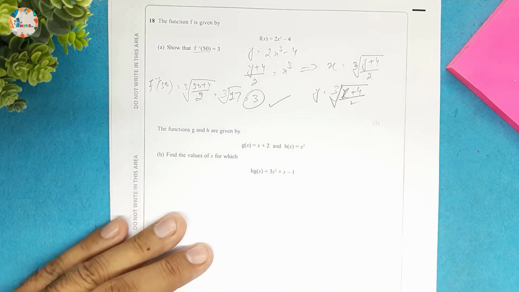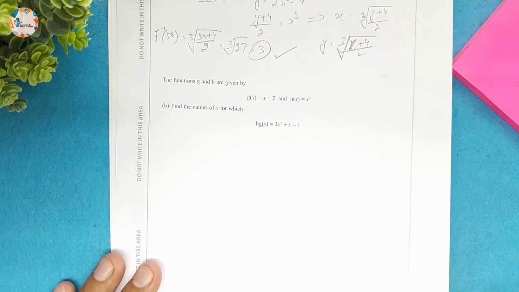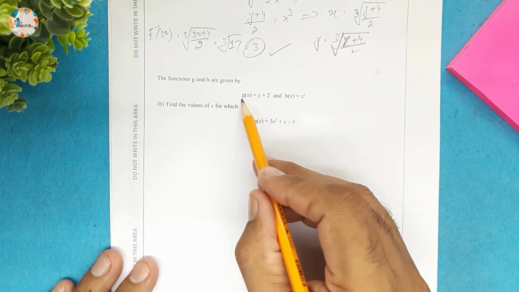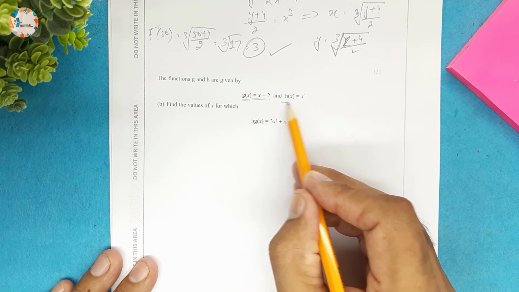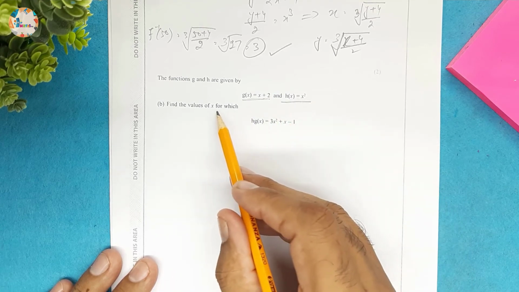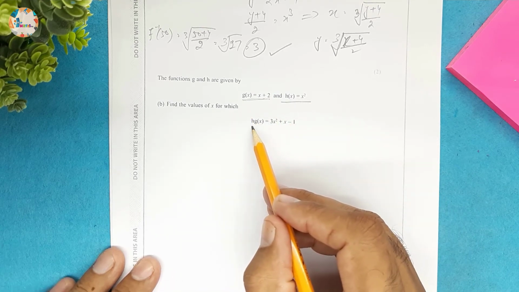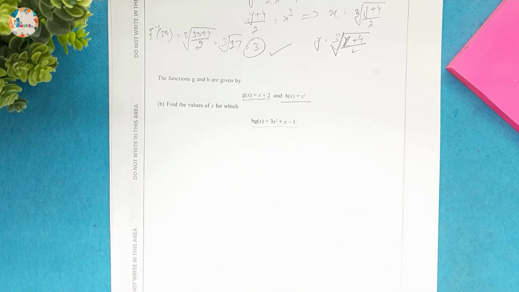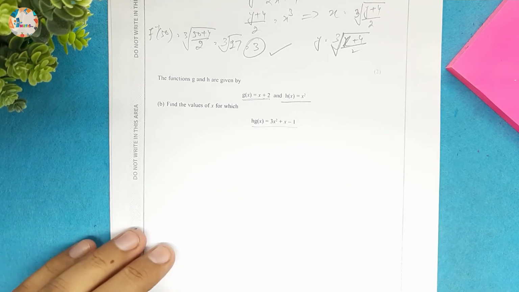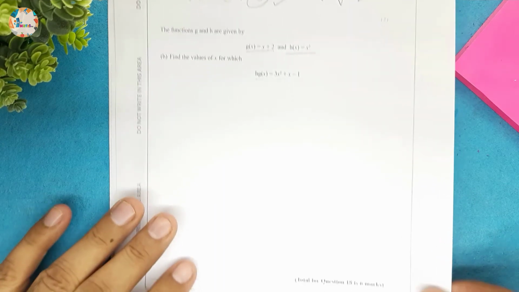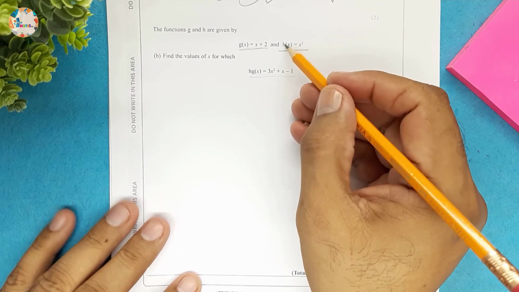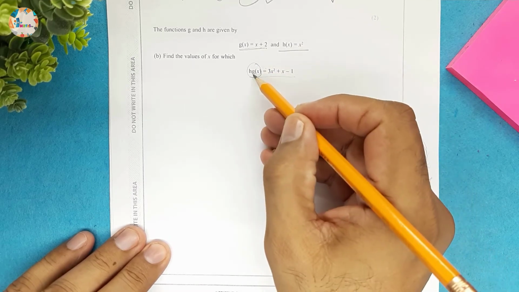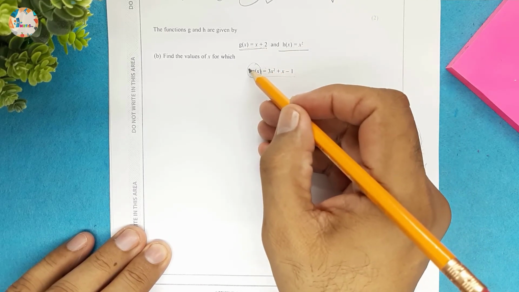And this is done. The functions g and h are given by g of x is equal to this one and h of x is equal to this one. Find the value of x for which hg of x is equal to this. This is basically a 4-mark question. We will first have to find this portion. g of x is this one, hg of x.